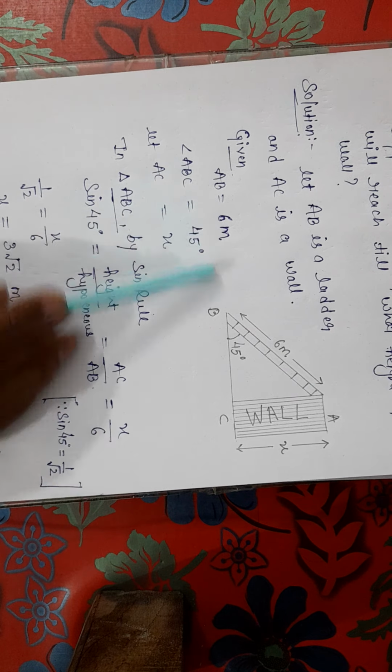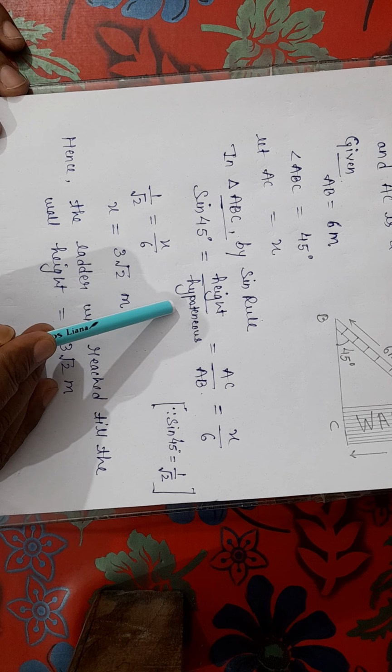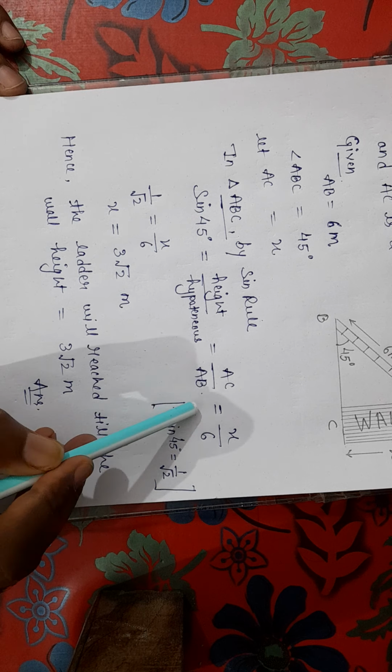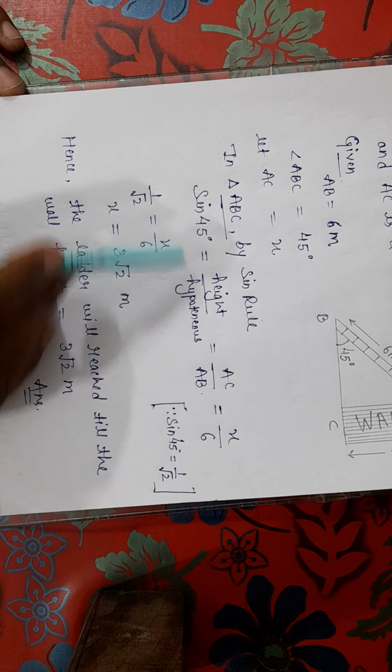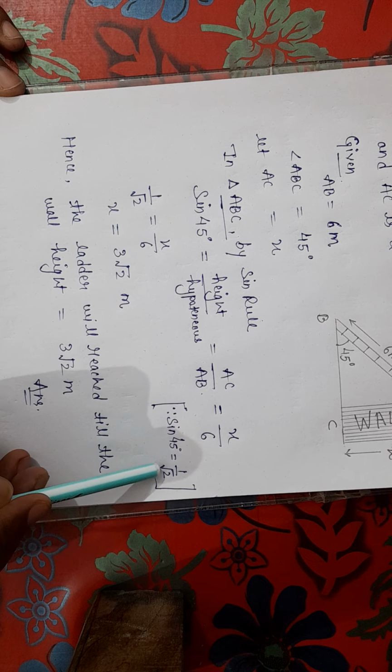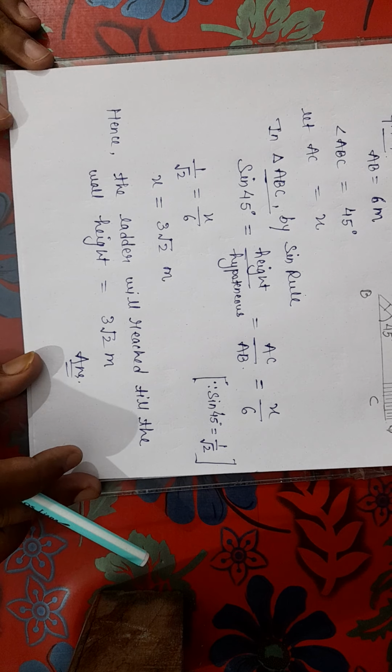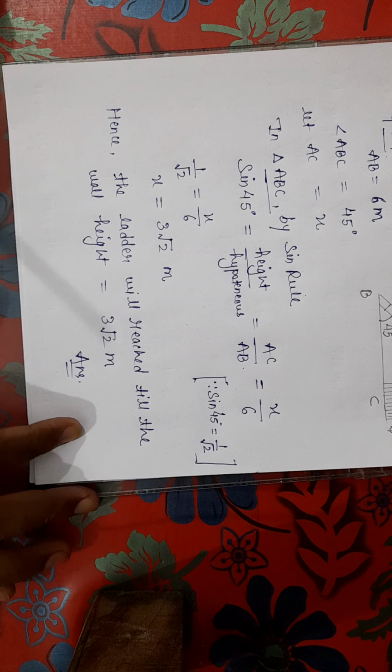So in triangle ABC, by the sine rule, sine 45 equals height upon hypotenuse. Height equals AC, hypotenuse equals AB, so X upon 6, because we know sine 45 equals 1 upon root 2. So 1 upon root 2 equals X upon 6. So X equals 3 root 2 meter. Hence the ladder will reach till the wall height equal to 3 root 2 meter. Okay students, hope you understood all this.